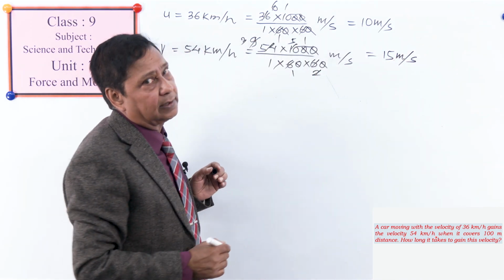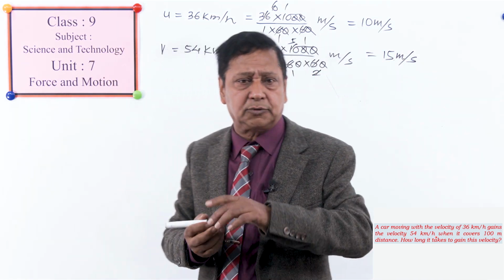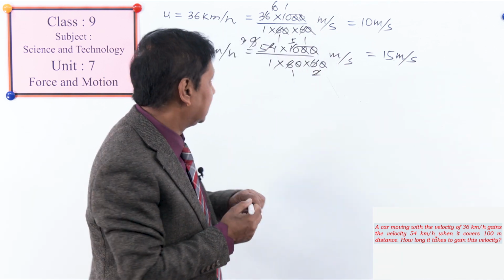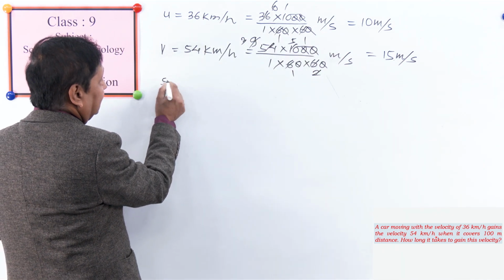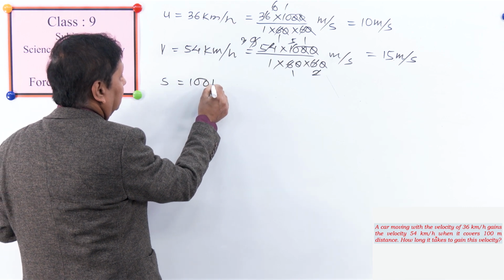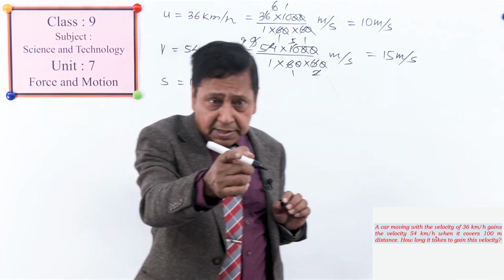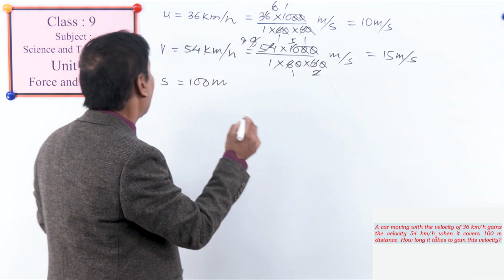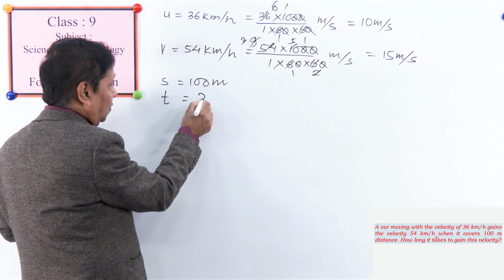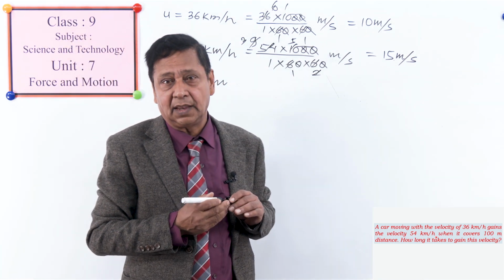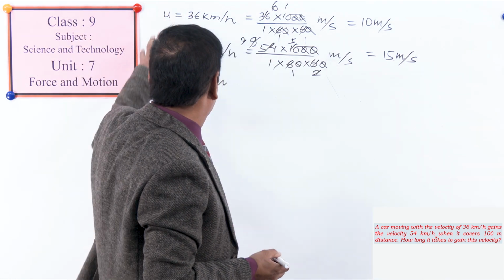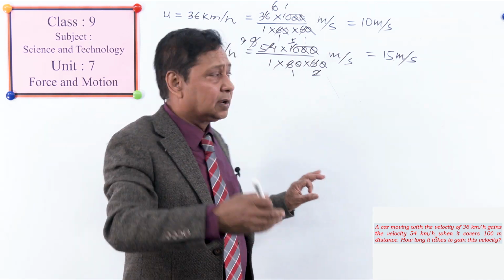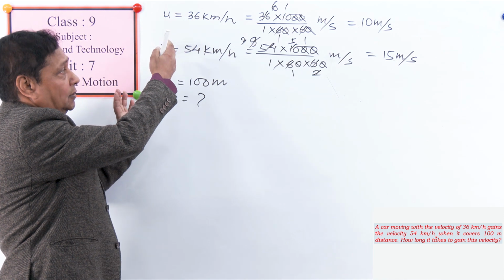This is final velocity. Now we have to write all the information when it covers 100 meter distance. Distance is also given. S is equal to 100 meter. Now what is the question? How long it takes to gain this velocity? Means how long it takes? T is equal to what? Question is time. Now looking at this information, now we don't have to go through this question. We converted the question into mathematical form here.